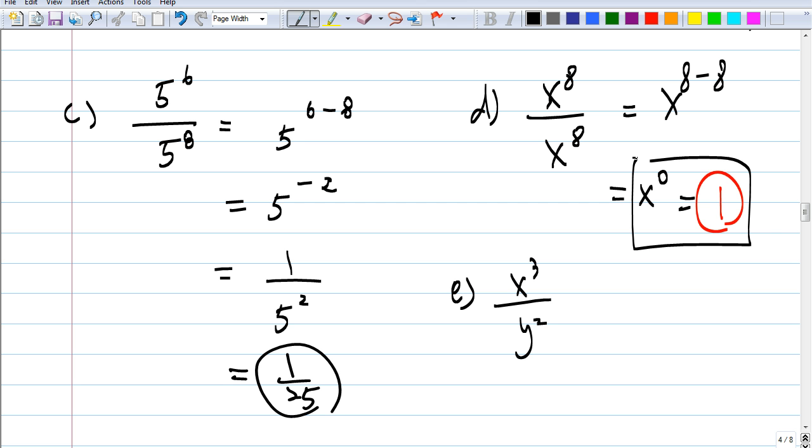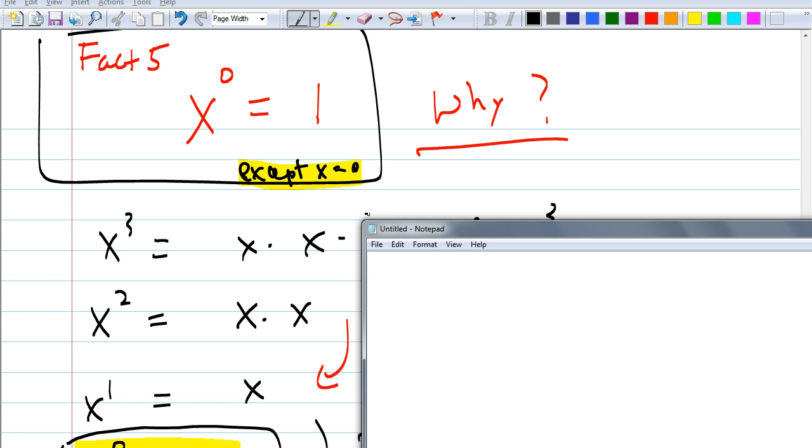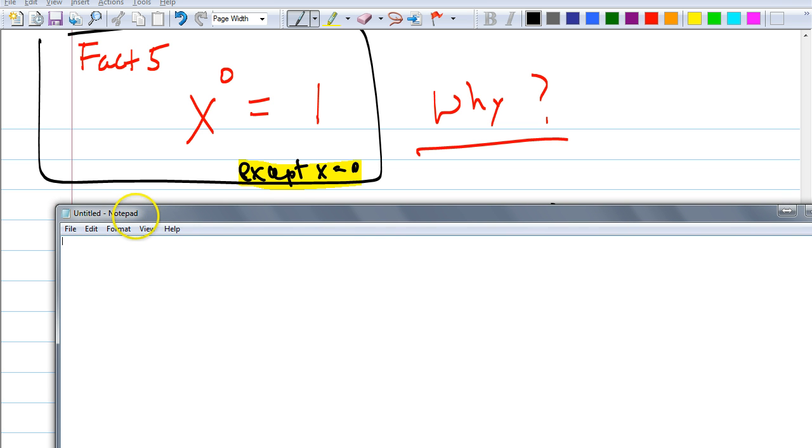So, guys, listen. What I want to do is talk about this right here. Why is x to the 0 power 1? Well, we sort of talked about this, but let me show you. You don't have to write this down, but just take a look at it. I want to talk about, quickly, why.